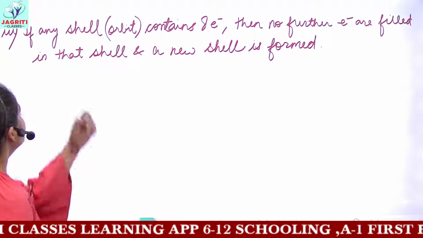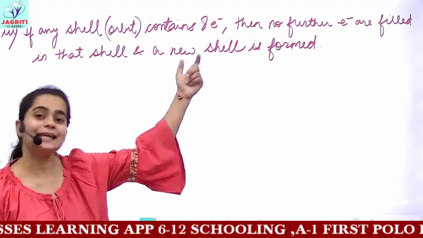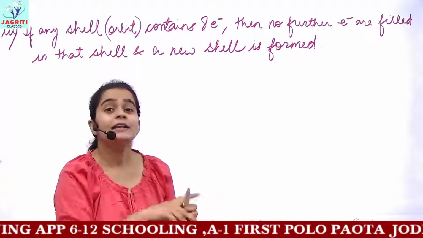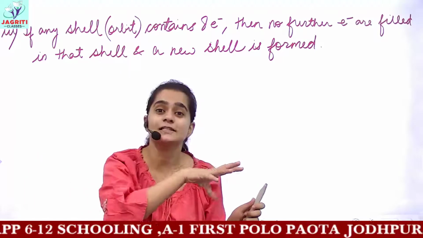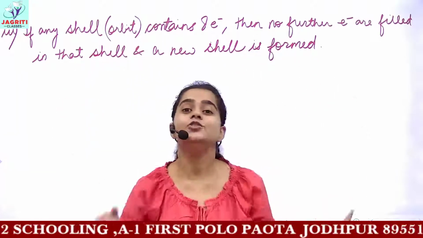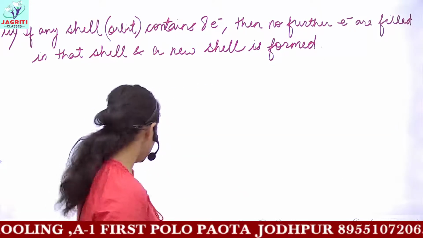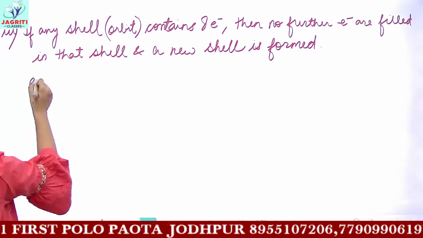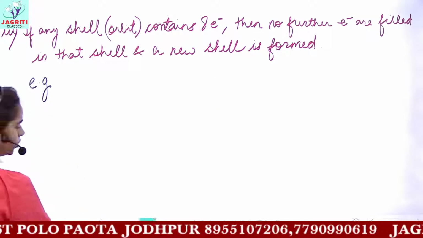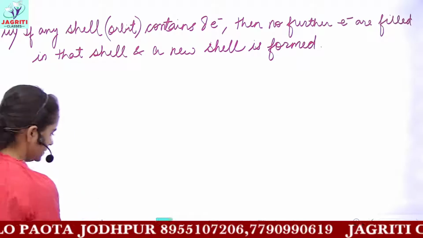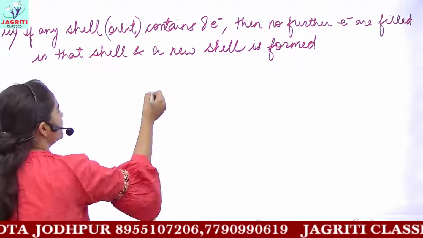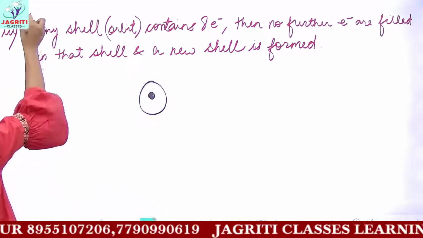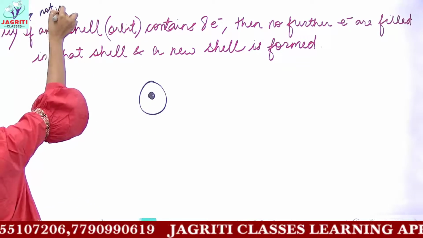That is, if any shell or any orbit contains 8 electrons, if you have filled your orbit with 8 electrons, then you will not put more electrons in it. You have to draw a new shell, okay? For example, let's draw, this rule we'll discuss with the examples, okay? We have the nucleus here. This rule is also not valid for K shell.